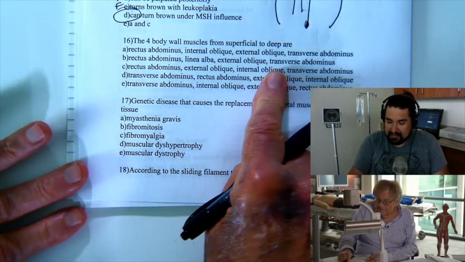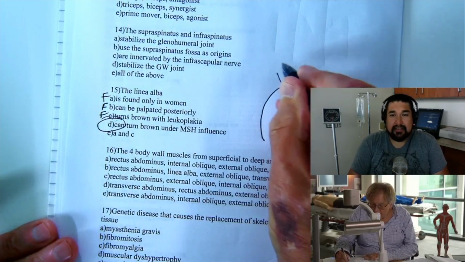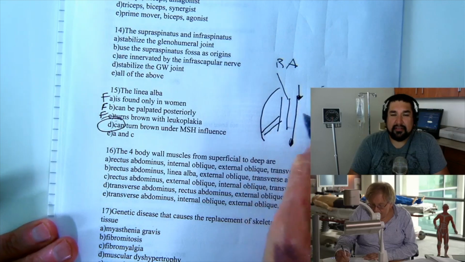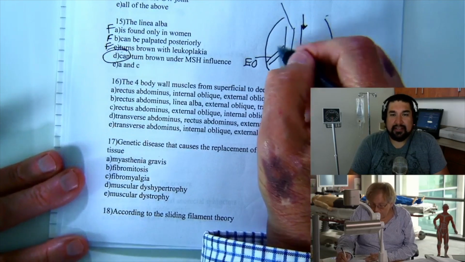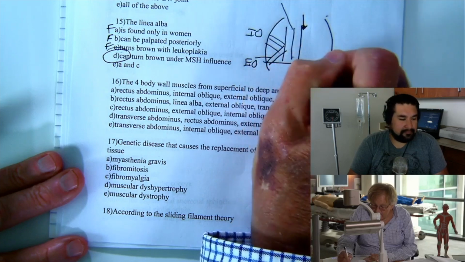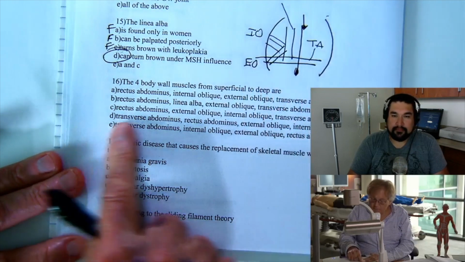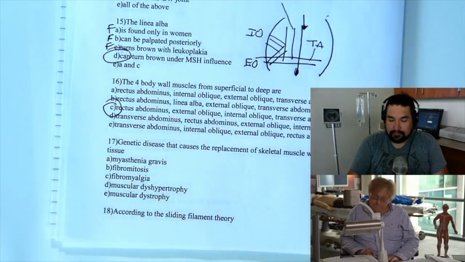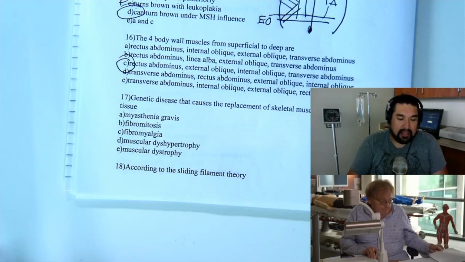Number 16, body wall muscles. If we do that, just use that same drawing that we've already done up here. We know that muscle here is the RA, my rectus abdominis. I know that over the top of that, just deep to it, is the external oblique. Just below that is the IO, the internal oblique. And then running in a transverse fashion is the transverse abdominis. So all I've got to look for is rectus, external, internal, transverse abdominis, C. There's your only right answer.